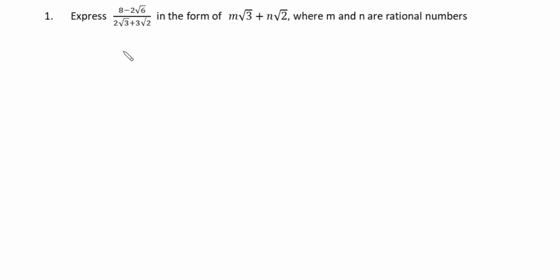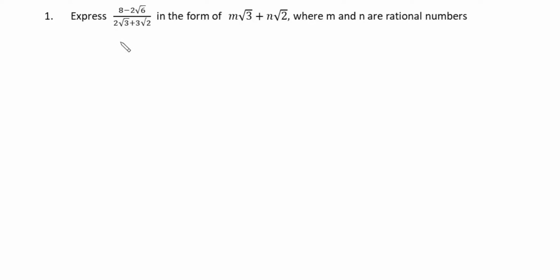Question: we have to express (8 − 2√6) all upon (2√3 + 2√2) in the form of m√3 + n√2, where m and n are rational numbers. So we first try to rationalize its denominator, and then we try to express it in this form. So let's start by solving this question.